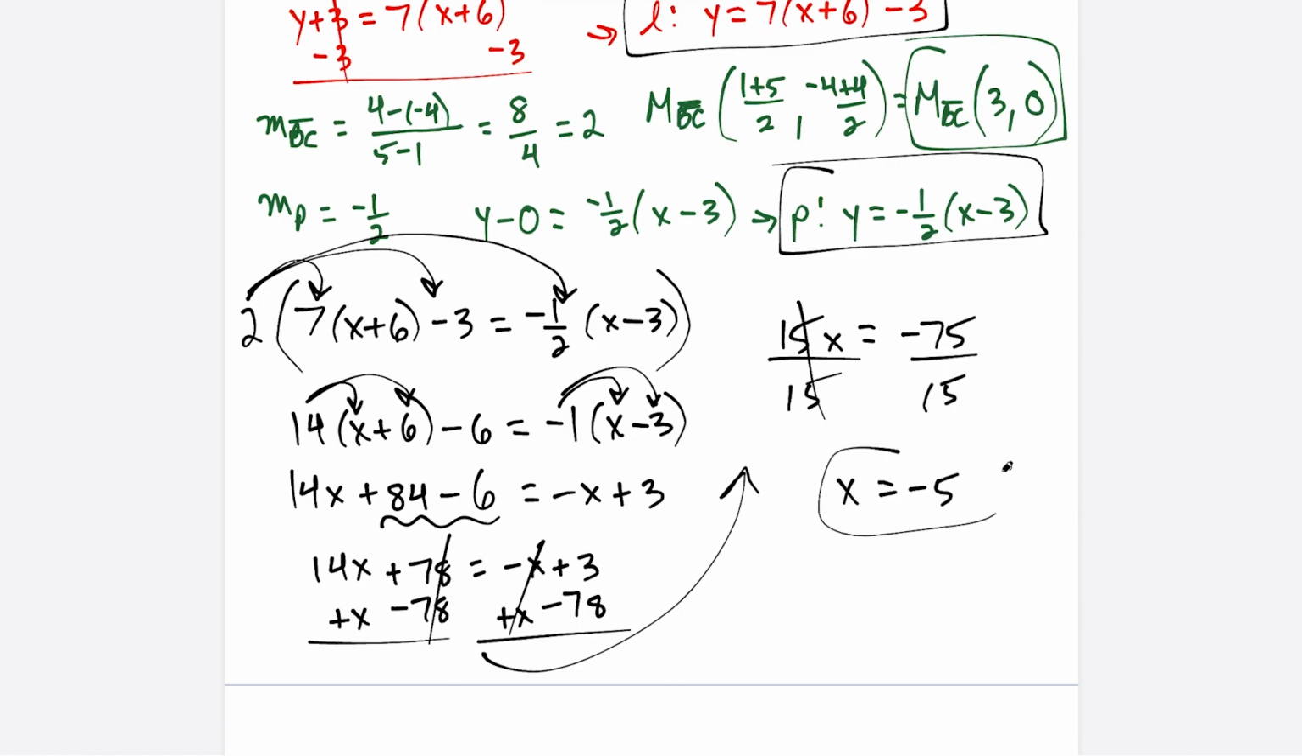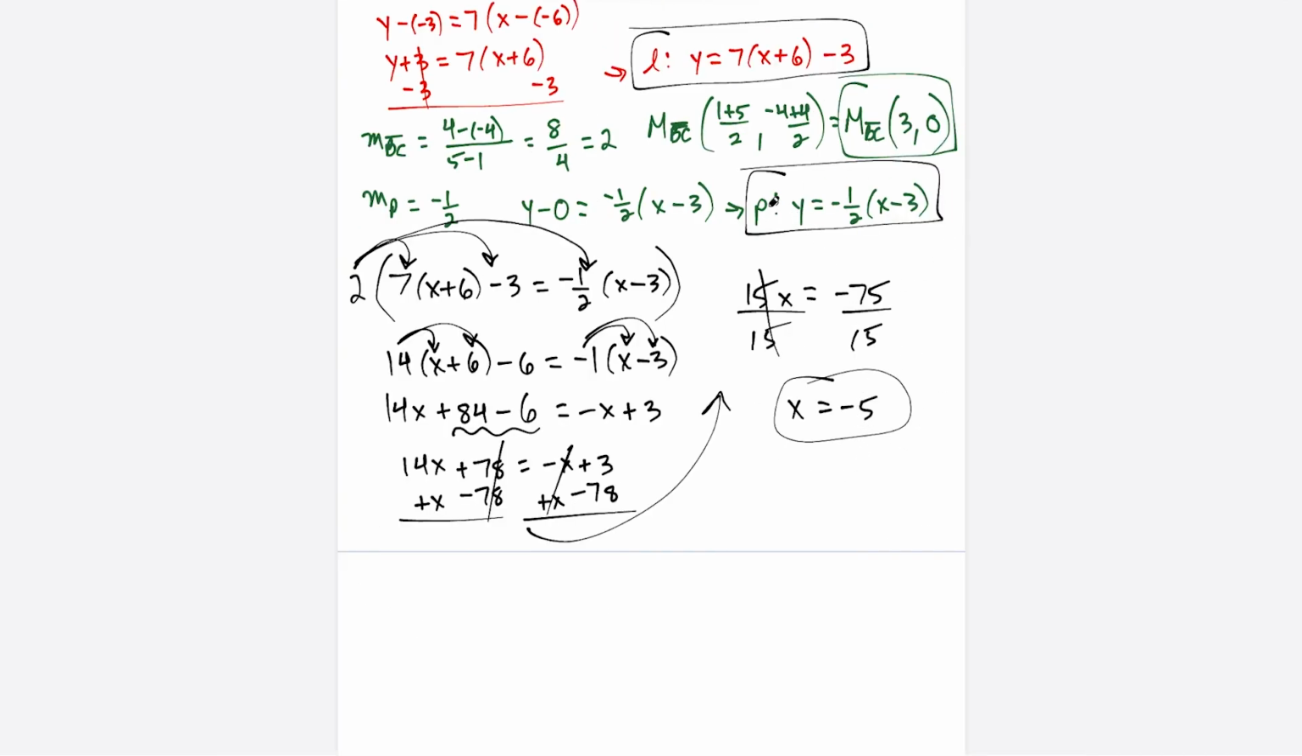negative 5. But now that we have the x, we could plug back into any one of the equations to find the corresponding y value. So we're going to have y equals, and let's say I plug it into this equation. I have negative 1/2 times, and then we have negative 5 minus 3 like this. So this tells us the corresponding y value is y equals, we have negative 1/2 times negative 8, and negative half times negative 8 is positive 4. So the y value here at the center of our circle is going to be equal to 4.